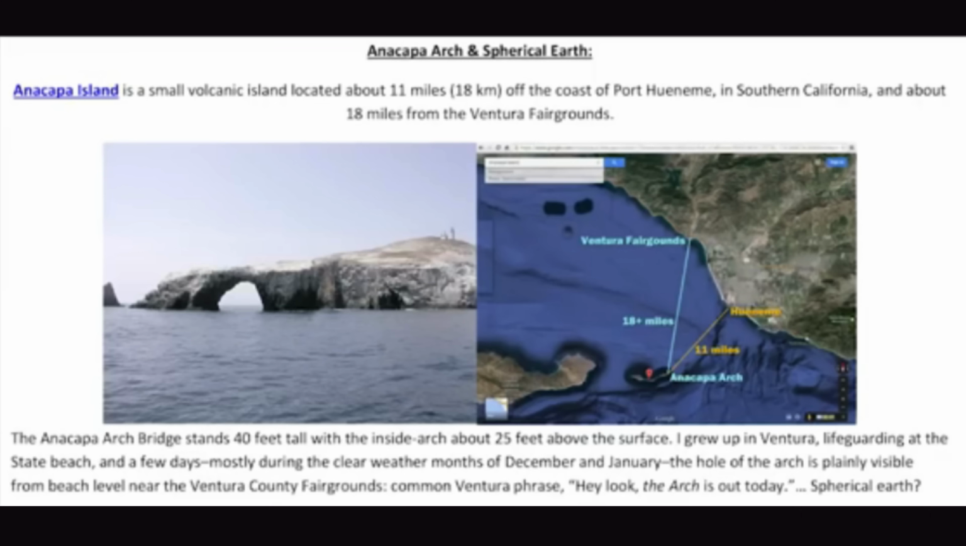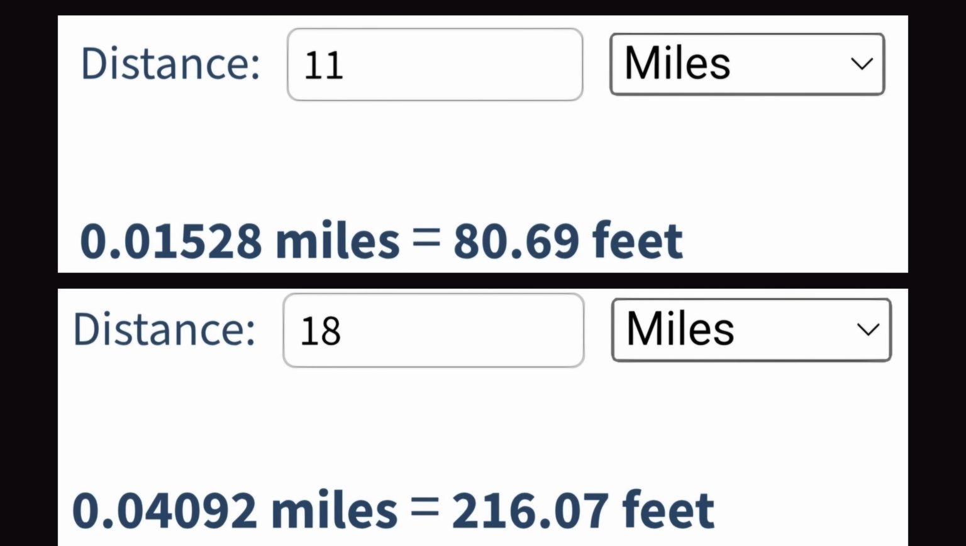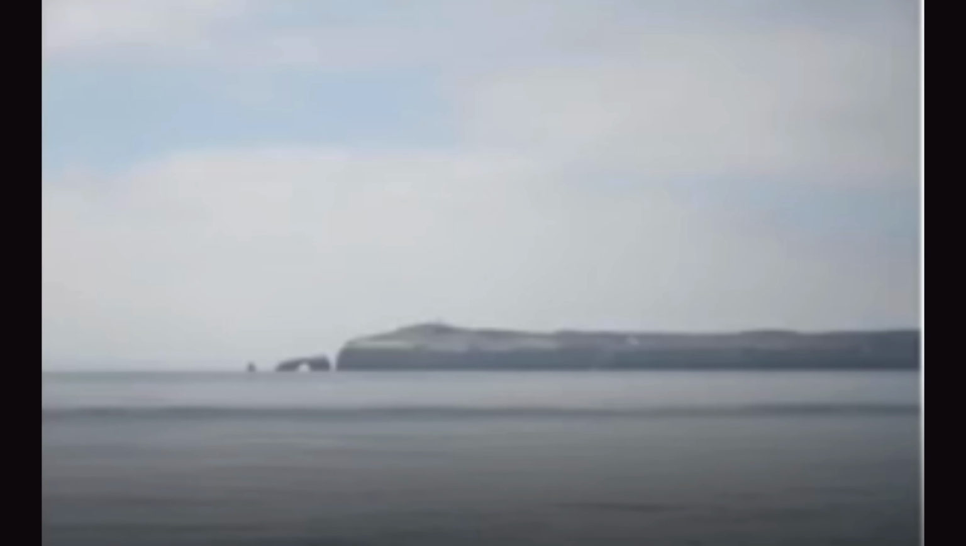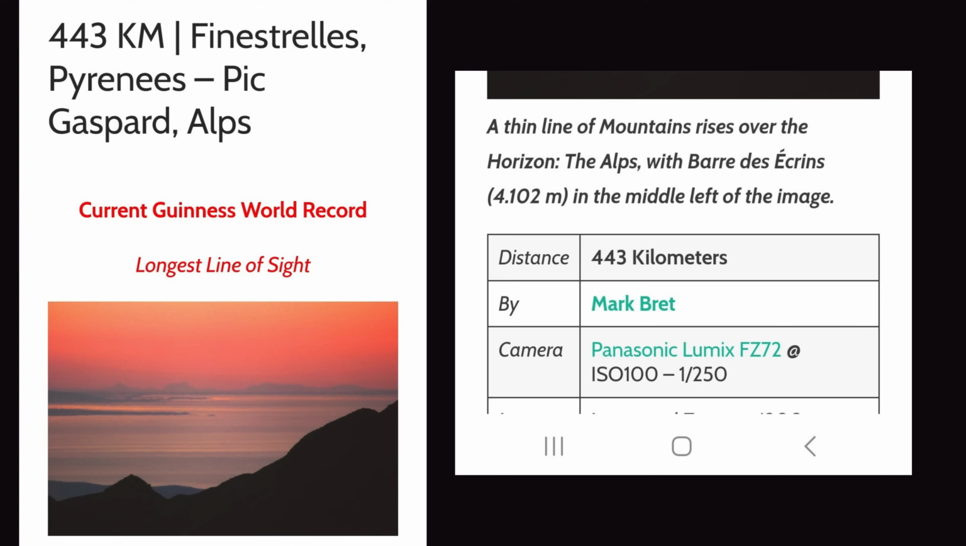And also in the bottom it tells us that the arch bridge is 40 feet tall. Now when we do the calculation, even with the shorter 11 miles distance, we have 80 feet of curvature. That's twice as much as the height of the arch bridge itself. So even with the shorter distance, it shouldn't be visible. And from 18 miles, we have 216 feet of curvature. But here is the photo, and the arch is perfectly visible. Now that's weird, right? Okay, here is the next one, which is actually a Guinness World Record.